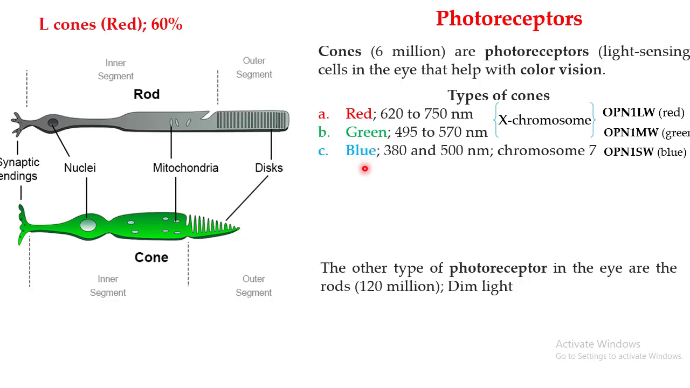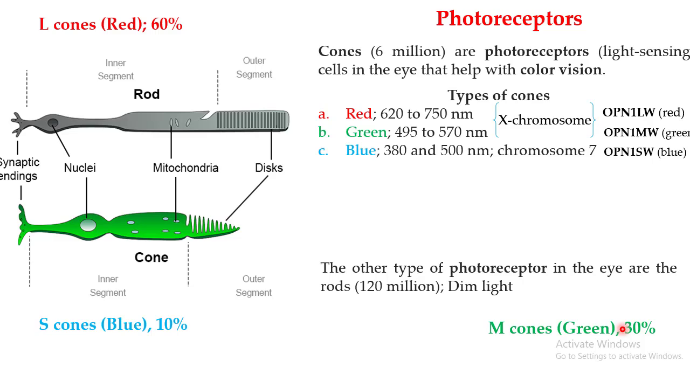If you talk about these cones, as I've told you, there are three types. The red cones are known as the L cones. Those cones responsible for detecting red light are known as L cones, and they make up about 60% of the cones. The cones responsible for detecting green light are known as the M cones, and they make up 30% of the cones.